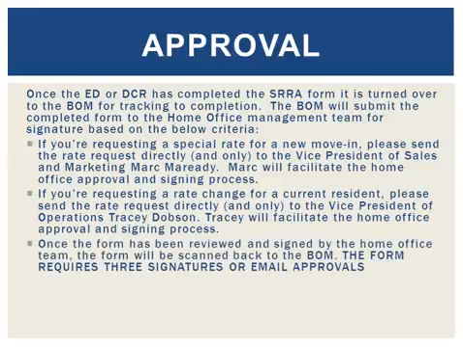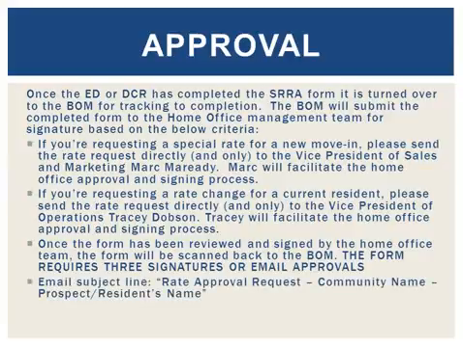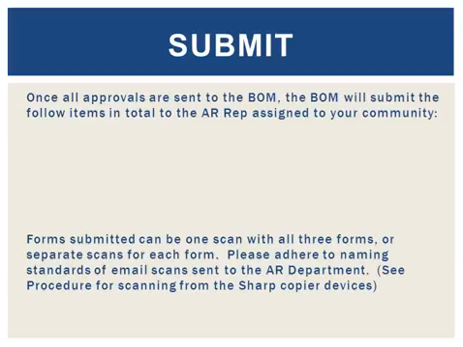Once the form has been reviewed and signed by the home office team, the form will be scanned back to the BOM. The form requires 3 signature or email approvals, so the BOM should be collecting that information. When you submit this, make sure that you have in the email subject line: rate approval request, the community name, and the prospect resident's name. Then you're ready to submit.